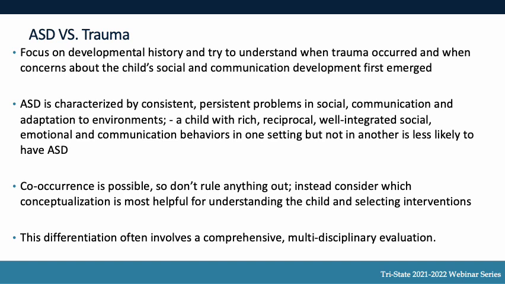If you're trying to understand if a child's presenting in a certain way because of autism versus trauma, one of the first things I'd recommend is make sure you get as thorough a developmental history as you can. It's important to understand the timing of things. When did the trauma occur? And it would be helpful to understand if it occurred for a long period of time or was a one-time situation. You also want to understand the timing of concerns about the child's social and communication development.